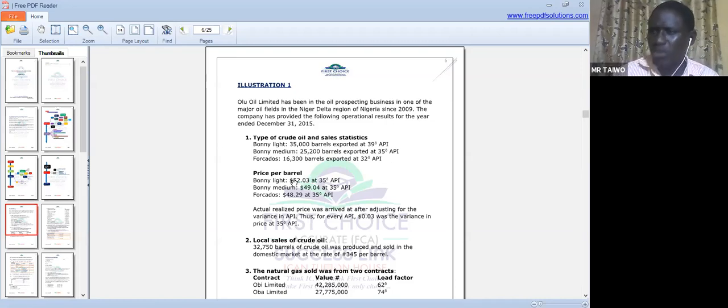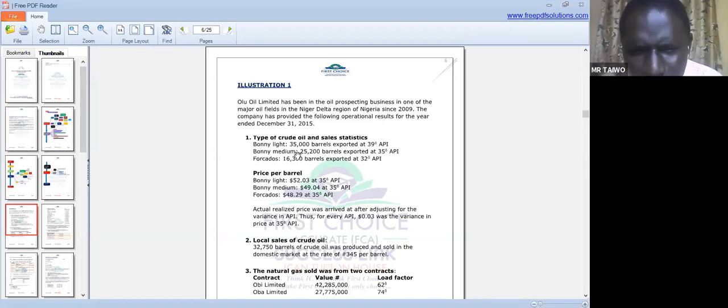So they will tell you what the change is. Every degree of API changes, I guess, how much dollar will it attract? That will tell you how much you are going to add to this $52.03. Now, look at it. For the Forcados, the standard API was 35 degree, but the one we are selling is 32 degree, which is lower than 35 degree, which means that you have to deduct or reduce the price. I guess that's what I'm saying now. For $10 to reflect the difference in the API between the standard and the one you are given in the question. I get it now.